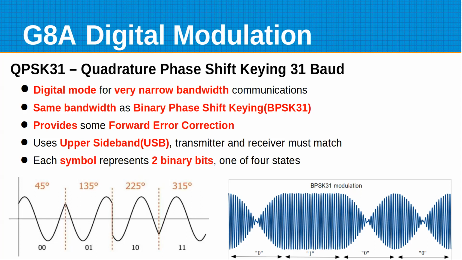In what they're calling quadrature phase shift keying, which is one of the modes of phase shift keying that's used by some of the binary or digital modes. And BPSK31 is one of the older, more popular digital modes. The 31 comes from the fact that it's a 31 baud transmission rate. It gives very narrow bandwidth.